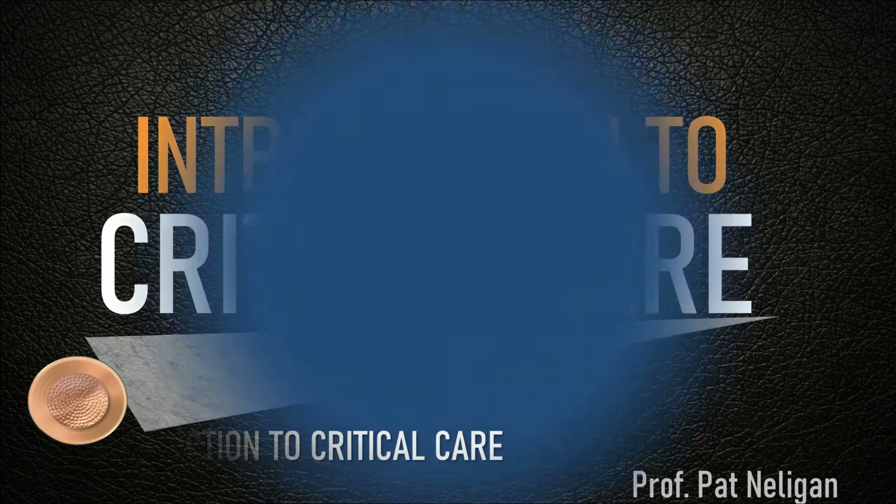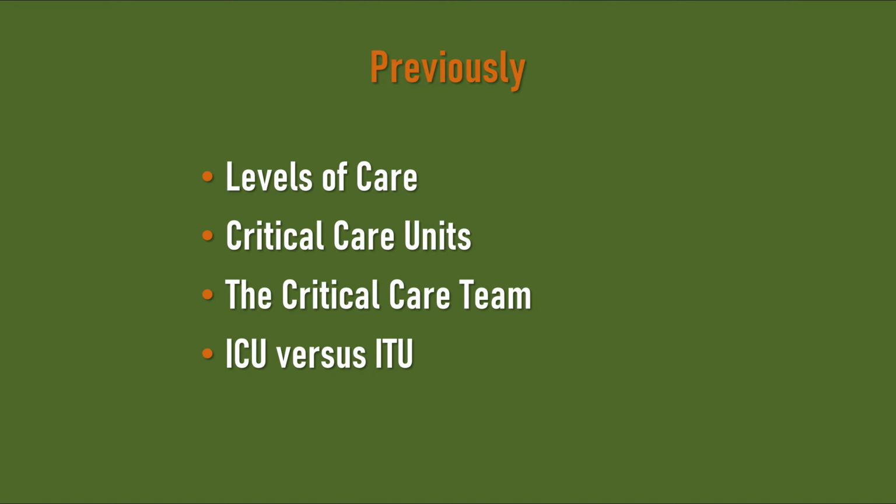Welcome back. In the previous tutorial, I introduced the concept of the critical care unit and explained that critical care units are different types of wards found in hospitals, characterized by high nurse-to-patient ratios and a large multidisciplinary team for looking after the sickest patients in the hospital. I explained the nature of that team and who the members were, and I also talked about why you should use the term ICU rather than ITU.